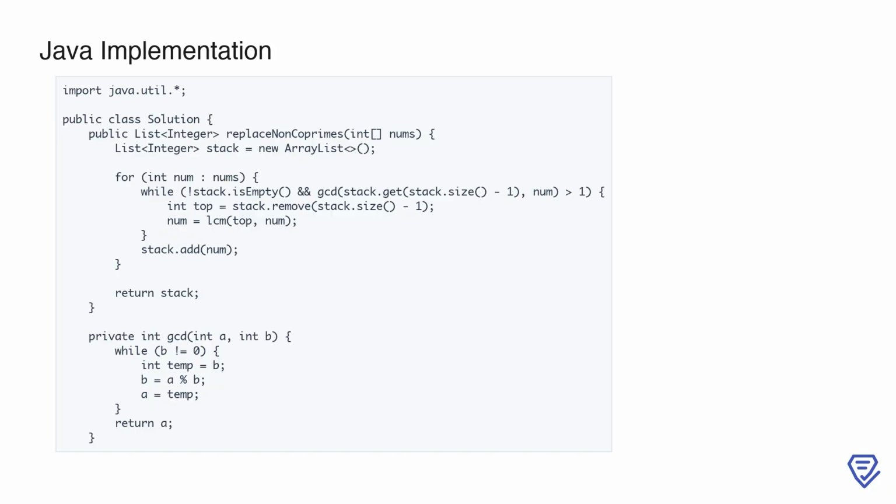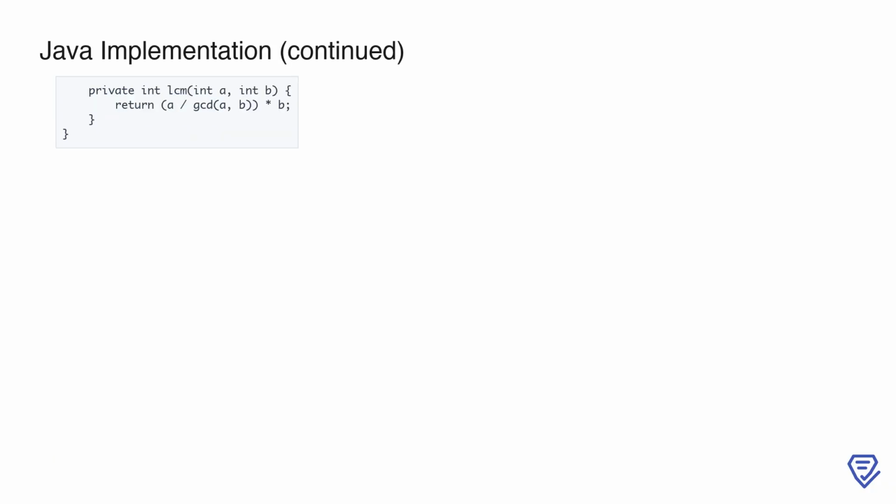Finally, the number is added to the stack, and after processing all elements, the stack is returned as the result. To support the main logic, we define two helper methods, GCD and LCM. The GCD method calculates the greatest common divisor of two integers using the Euclidean algorithm. It repeatedly replaces the larger number with the remainder of the two numbers until the remainder becomes 0, at which point the smaller number is the GCD.